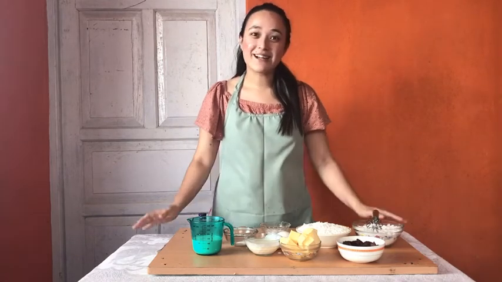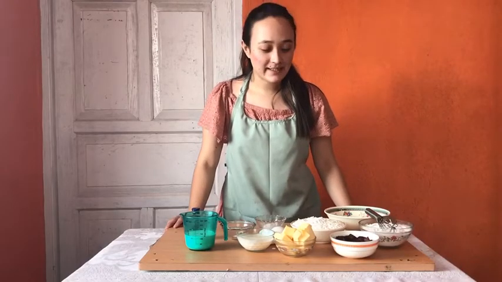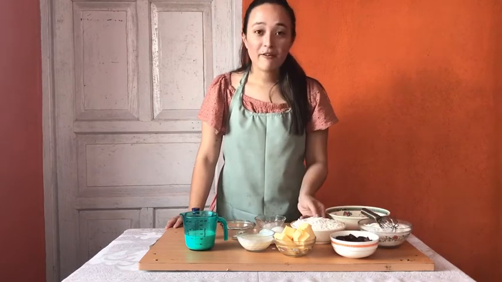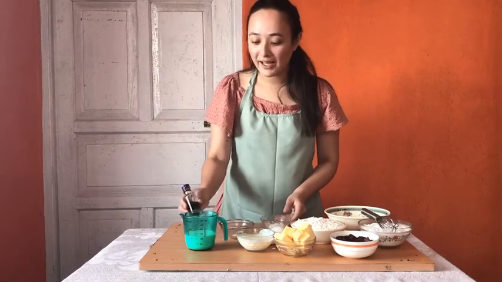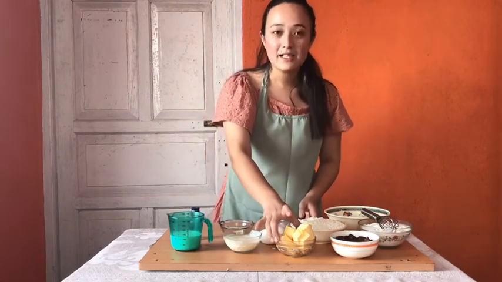So let's get started with the ingredients now. The ingredients that I have for marble cake are powdered sugar, semi-sweet chocolate, all-purpose flour, baking powder and baking soda, vanilla extract, milk, curd, 3 eggs and butter.